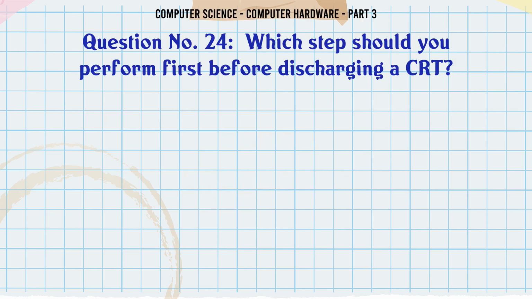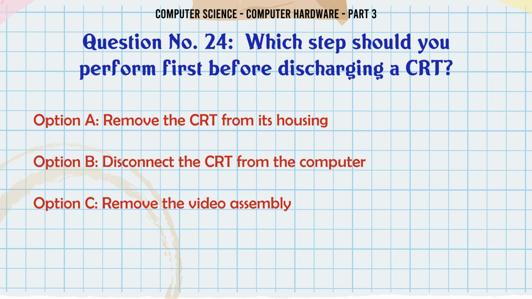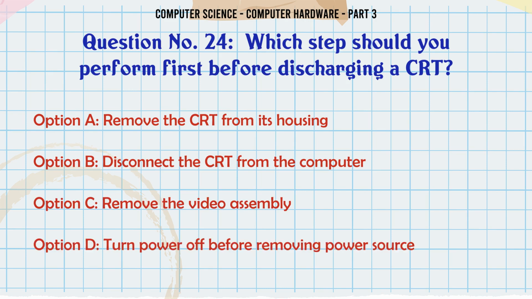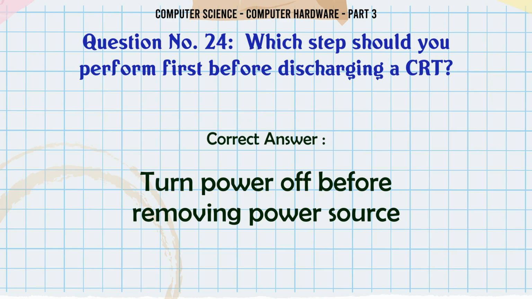Which step should you perform first before discharging a CRT? A. Remove the CRT from its housing. B. Disconnect the CRT from the computer. C. Remove the video assembly. D. Turn power off before removing power source. The correct answer is turn power off before removing power source.